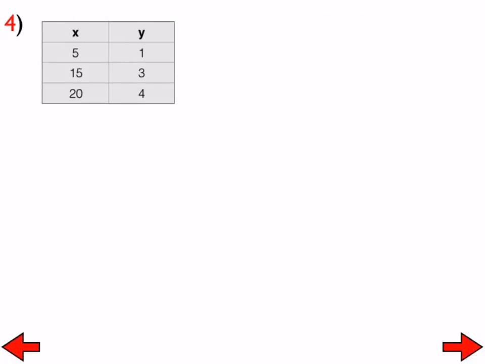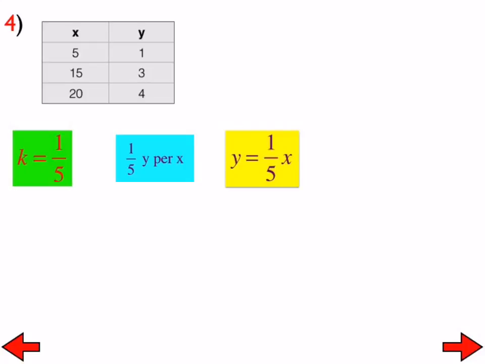So in number 4, we have a straight XY chart or table. Typically, in situations like that, the X represents the input and the Y represents the output. Okay, and we've talked about that idea before. So going that direction, K would be 1/5, and that is how we write the constant of proportionality. The unit rate would be 1/5 of a Y per 1 of X. And the equation would be Y equals 1/5 X.